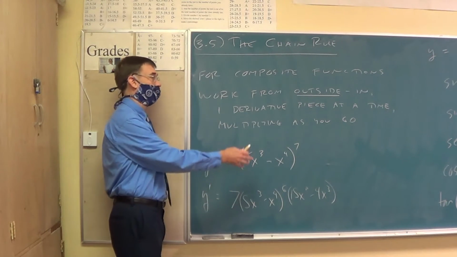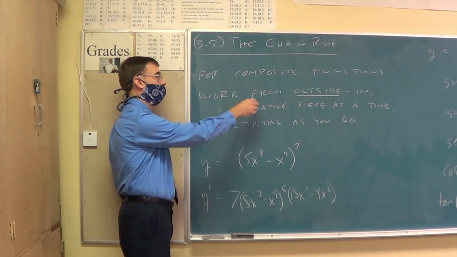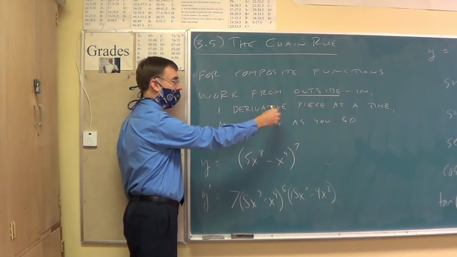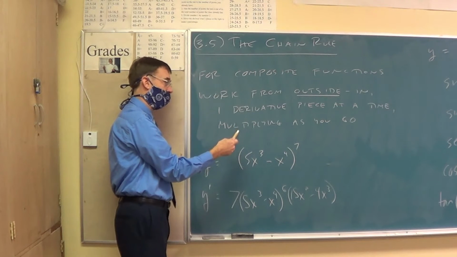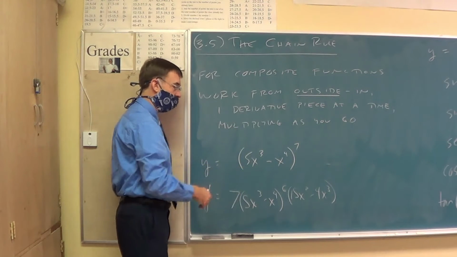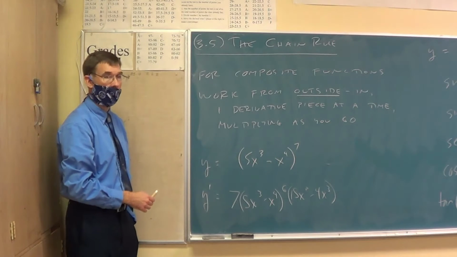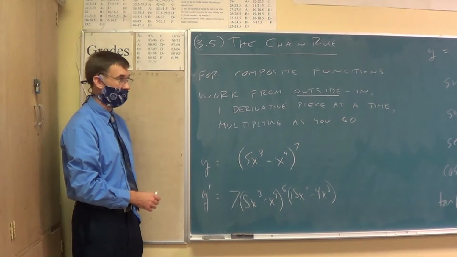Question about the concept. Okay, so it's for composite functions. We're working from the outside in, only one little derivative piece at a time. Mainly what you're doing is copying things, and everything's going to be multiplying in the end. Anybody, anything unsettling about that?